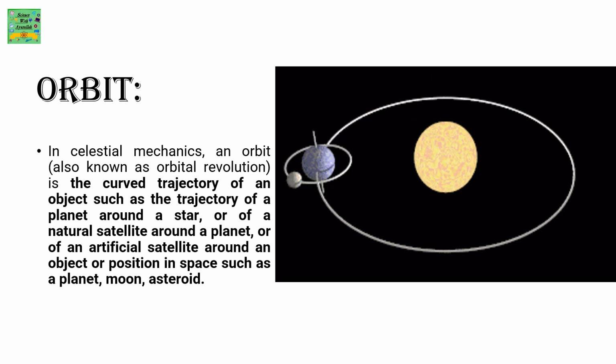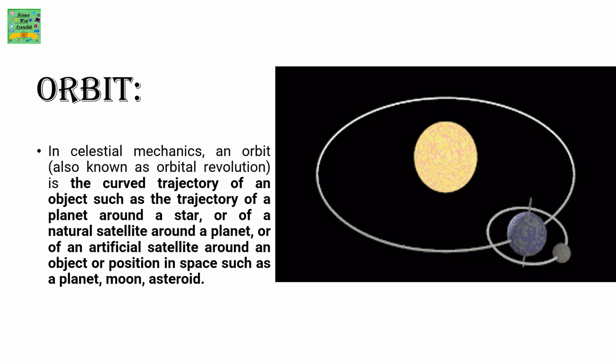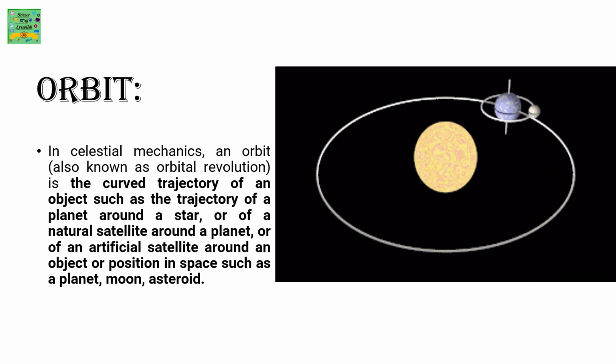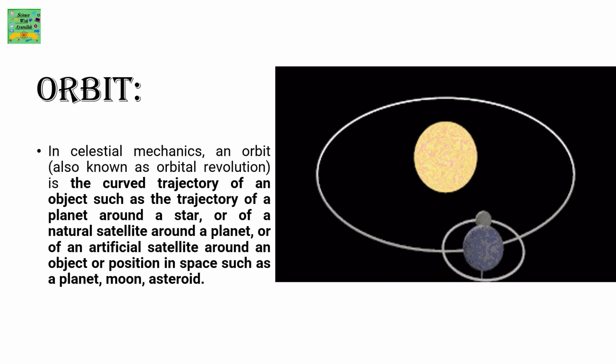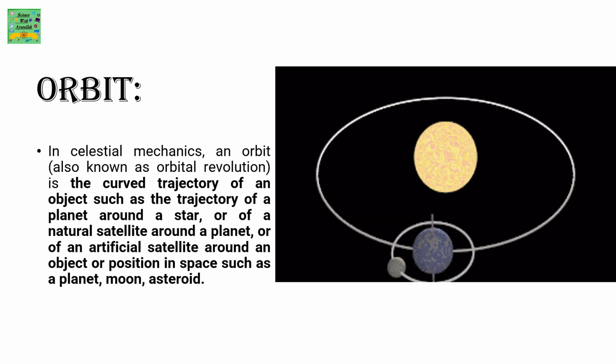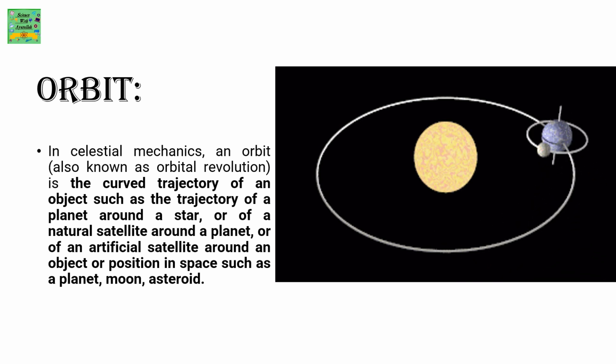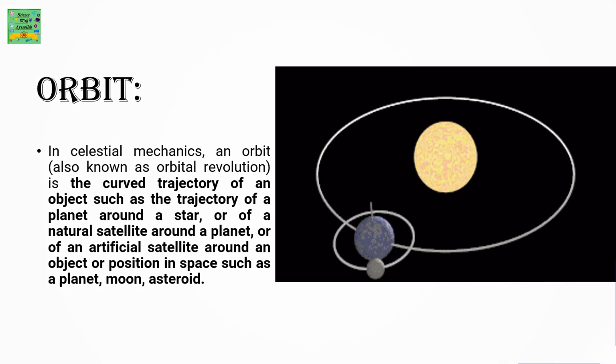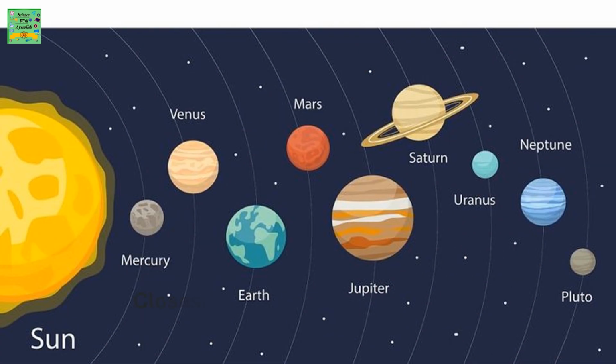Orbit. In celestial mechanics, an orbit, also known as orbital revolution, is the curved trajectory of an object, such as the trajectory of a planet around a star, or of a natural satellite around a planet, or of an artificial satellite around an object or position in space, such as a planet, moon, or asteroid. Closest. Mercury is the closest planet to the Sun.